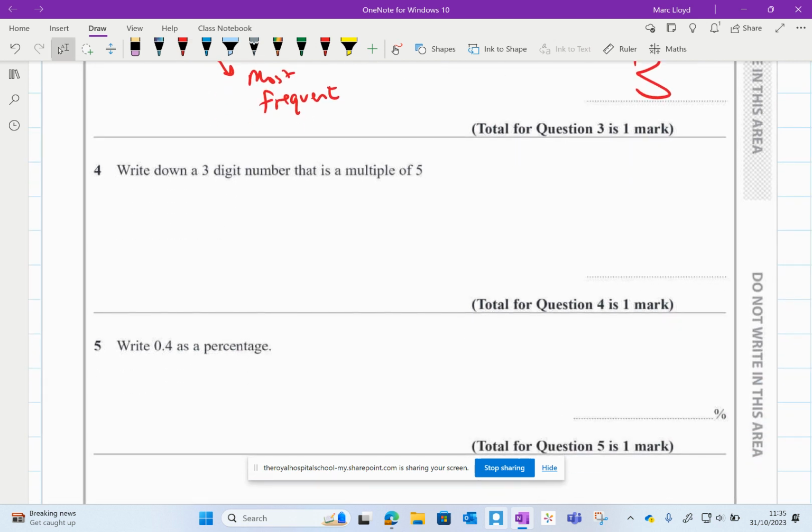Okay, write down a 3-digit number that's a multiple of 5. All multiples of 5 end in 5 or 0, so you can have any 3-digit number that ends in 5 or any 3-digit number that ends in 0. What you can't do, to be fair, is put 005 because that's not 3-digit technically. That would just be 5. So we do need to have some value in that tens and hundreds column.